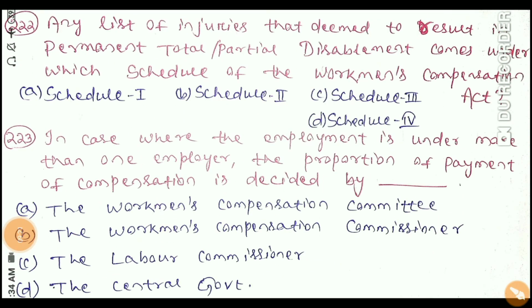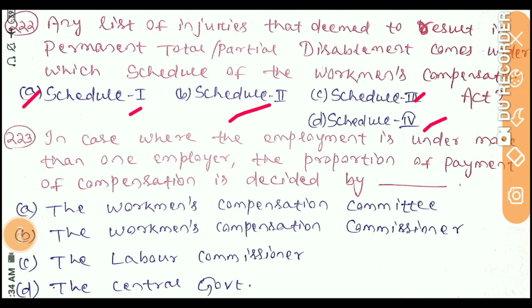Then the next question: any list of injuries that are deemed to result in permanent total disablement or permanent partial disablement comes under which schedule of the Workmen's Compensation Act? Schedule 1, schedule 2, schedule 3 or schedule 4? The actual answer is schedule 1, option A is the answer.